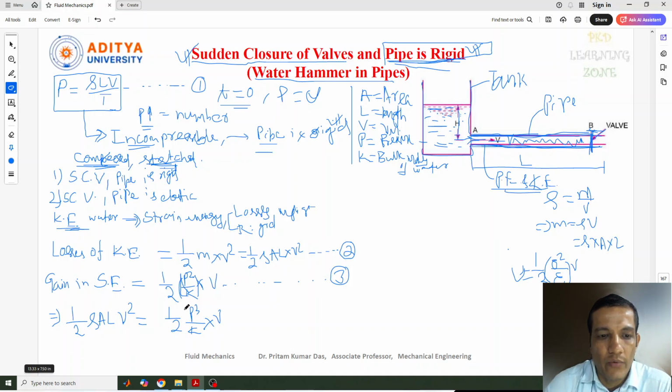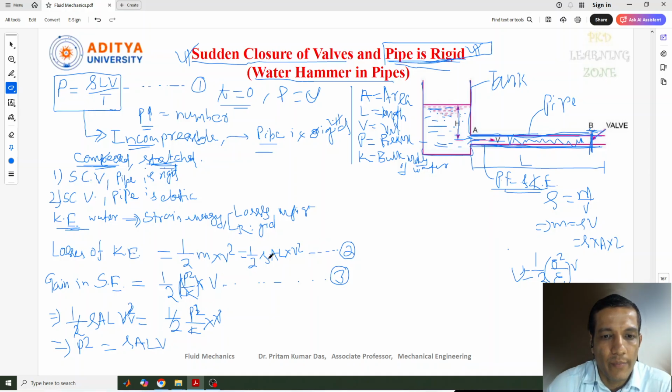Our intention is to find the value of P, the intensity of pressure here. So first let us cancel these 1 by 2 terms. Here we can write P square by K, so let me write P square, and on the other side we can write rho A. Here V is there, so we can cancel V also, so only one V will be there. So rho A L V, rho A L V by K we can write.